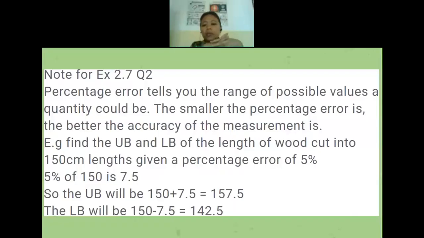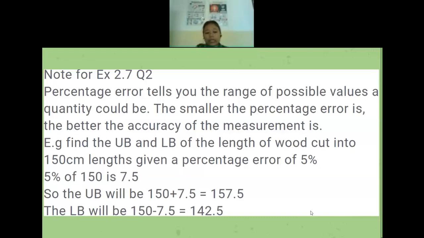Explaining about the percentage error, because yesterday we haven't started the percentage error yet. So here we already give you an example of what the percentage error is. The percentage error is always the difference between the number given and its upper bound or its lower bound.